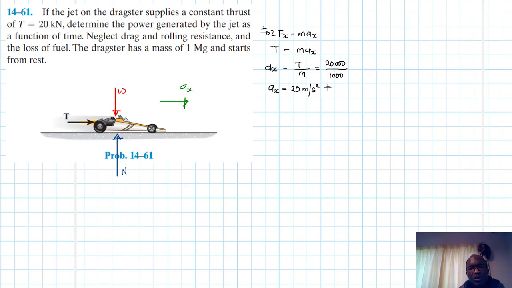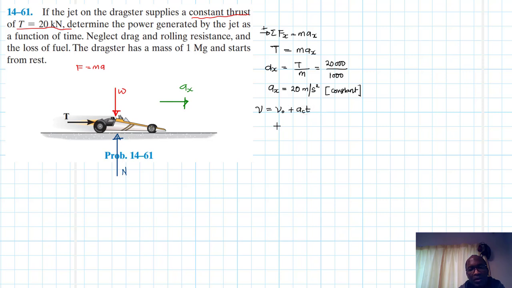So this is constant, because the thrust is constant and these are directly proportional, right? F is equal to ma. So if the force is constant, you expect the acceleration to be constant, right?